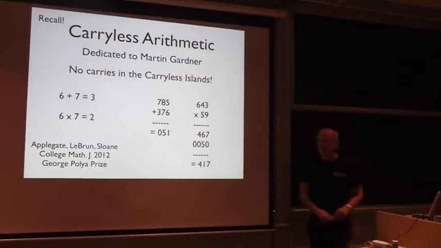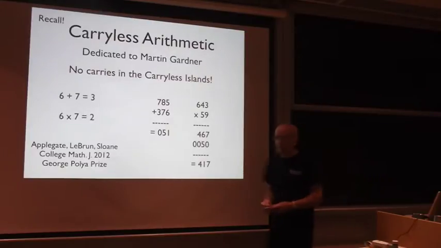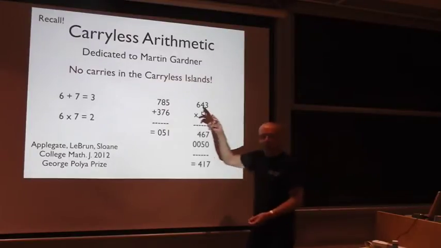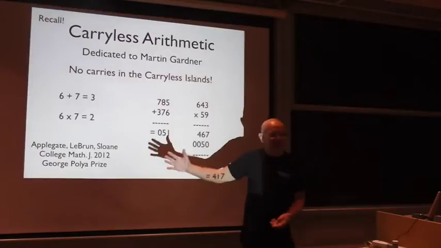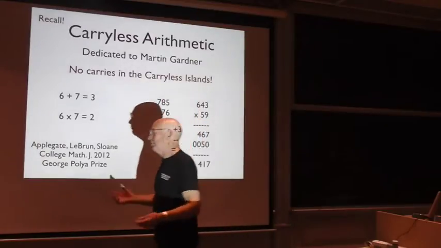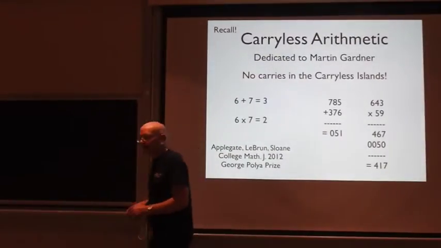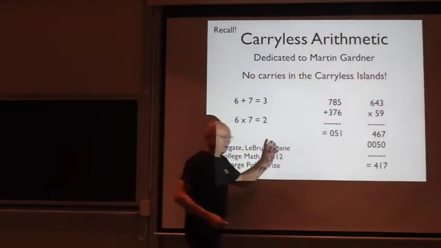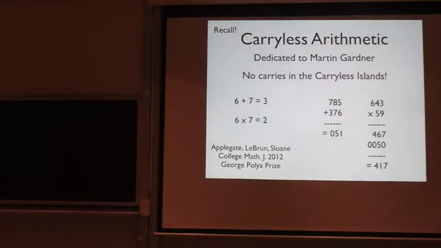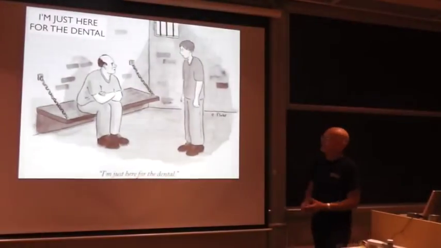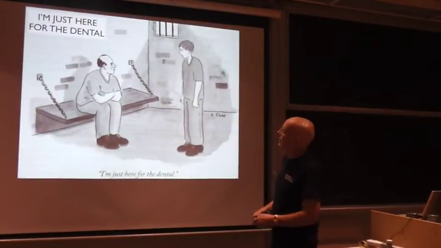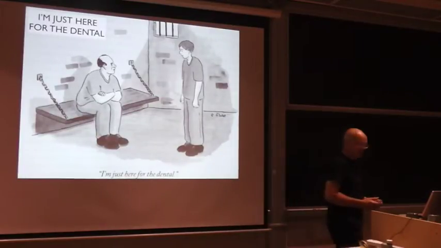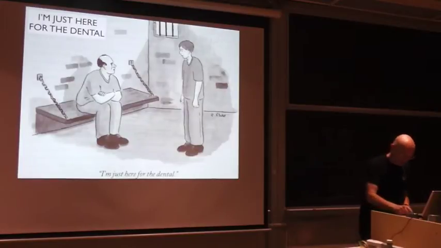No, it's commutative. I mean, you can actually model this by polynomials. And we did. But the point I wanted to make was that, because it's well known that penal colonies have very good dental care, there are no caries on the island. And just as we were writing that, there was a cartoon in the New Yorker that said, I'm just here for the dental. So we got permission and included that to illustrate the argument.